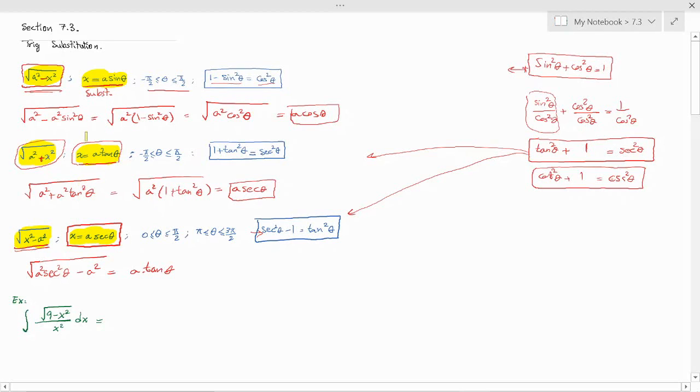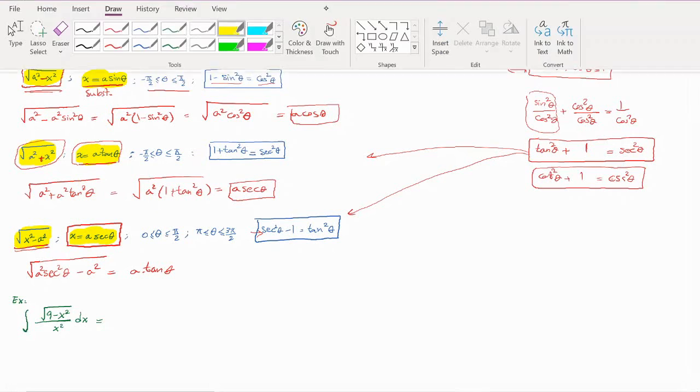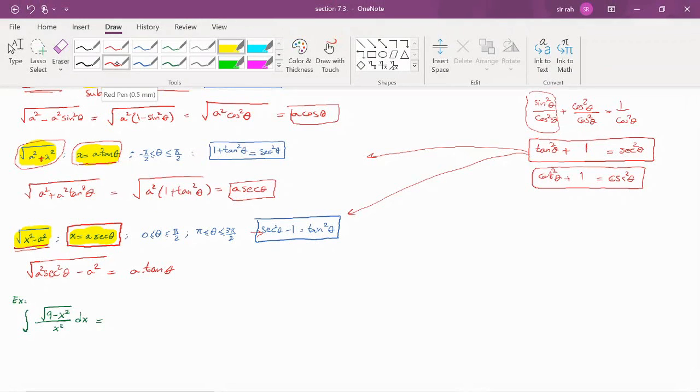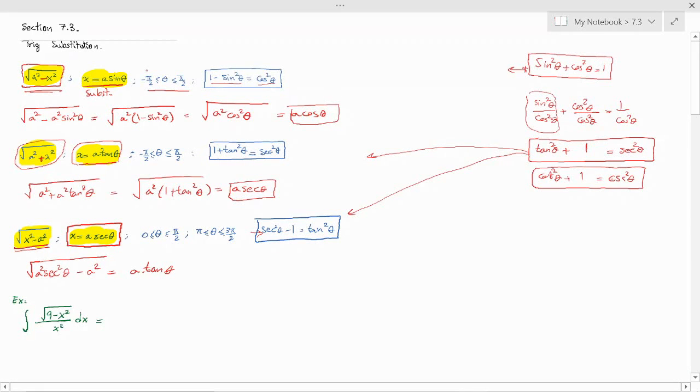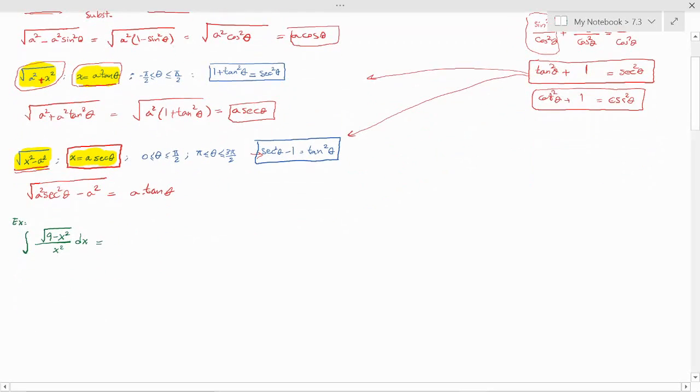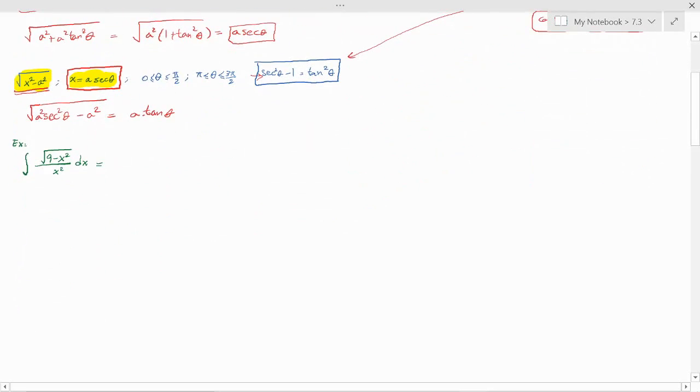Not always are they going to work out. Sometimes a simple substitution will suffice, and you don't need to go back to using this trigonometric substitution. Hopefully I will show you in an example. So let's start with this example. Let's say you have the integral of square root of 9 minus x squared divided by x squared.